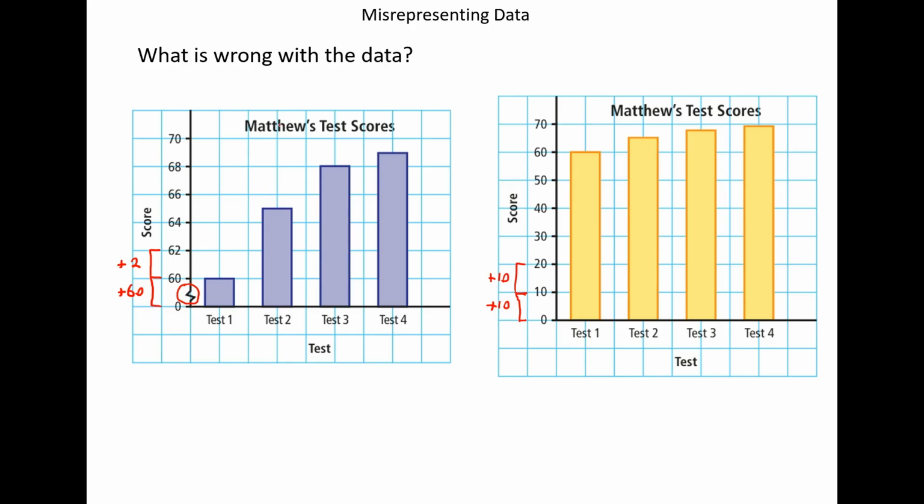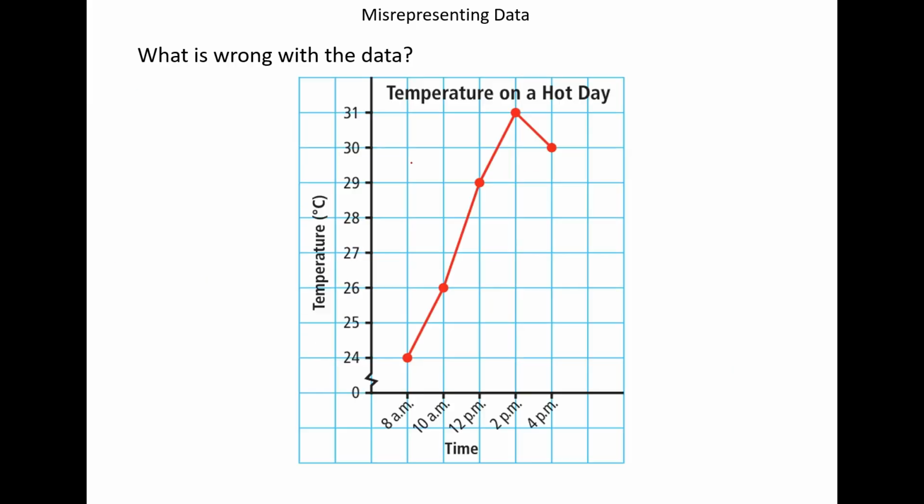So here, what's wrong with it is the line break. They're manipulating the intervals of the y-axis, so it's not going up by a consistent pattern. Hence the data is manipulated, such that it looks like Matthew is improving a lot more than he needs to be. Now, another example of this is what's wrong with this data here.